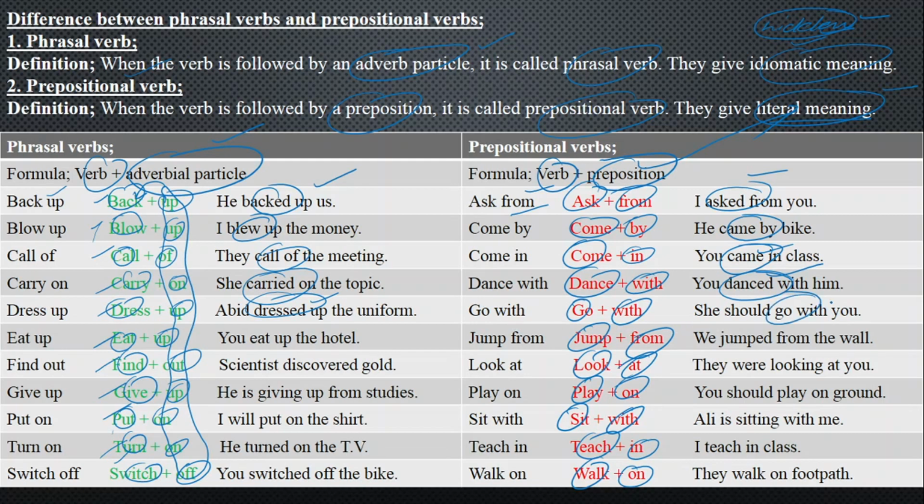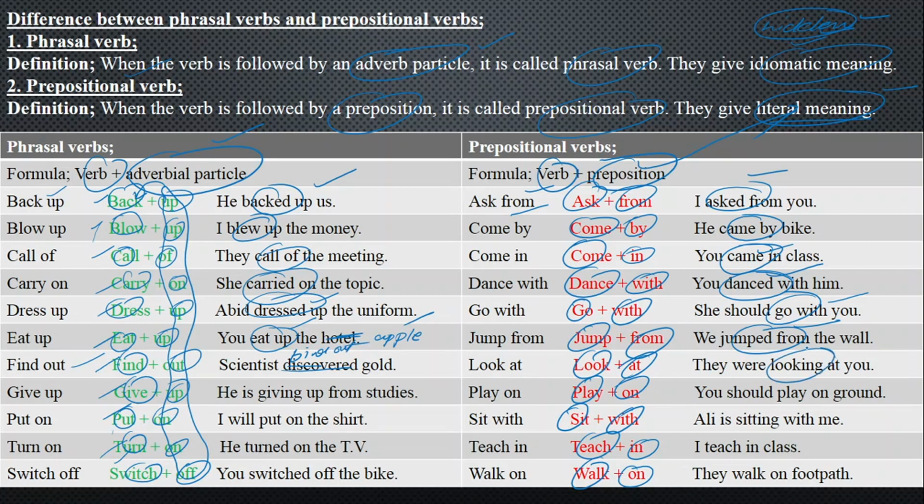And you eat up the hotel. Sorry, we need to say not hotel. Sorry, this sentence I'm going to change. You eat up the apple means eat completely. Now, we jump from the wall. Jump from is giving the same meaning, not the hidden meaning. Scientists found out means discovered. Here I have to use find out the gold. But I say they were looking at you. Looking at is giving the same meaning.